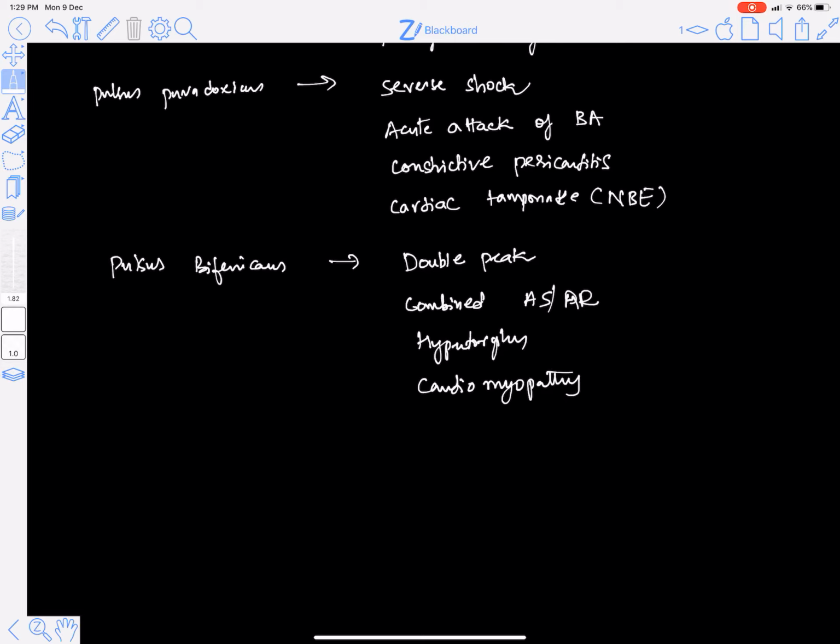Okay, so the next one is dicrotic pulse, which is a twice beating pulse, which is seen in the case of typhoid fever, which is seen in the case of CCF, which is seen in the case of open surgery.